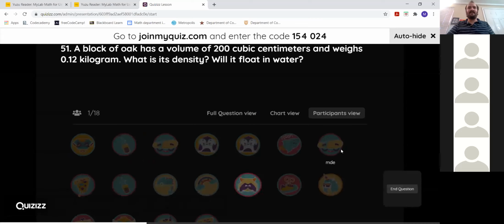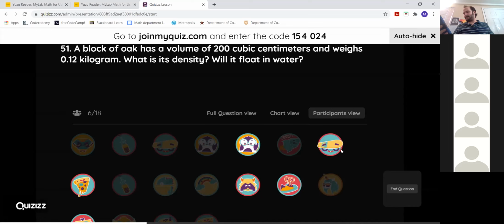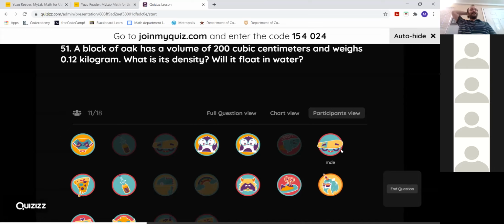So is it more dense or less dense than water? And if something is more dense than water, is it going to sink? Is it going to float? What does that mean? So this is a 50-50. So hurry up, click something. But it is 0.6 versus 1 is what we're comparing.